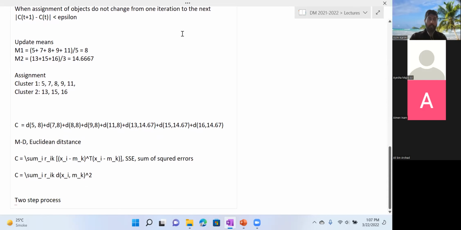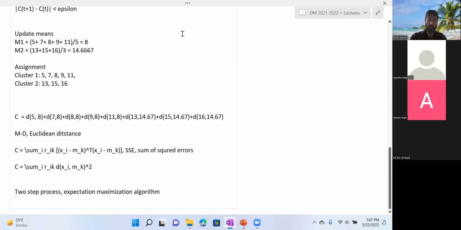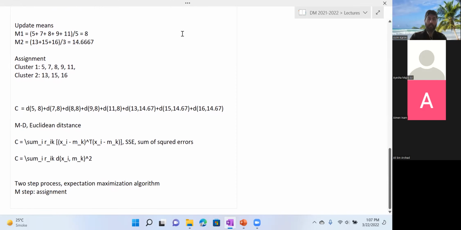And in the statistics and machine learning community, this is actually a generic two-step process, which is often known as the expectation maximization algorithm. So what are the two steps? One is the expectation, one is the maximization. Maximization, of course, here is the minimization. And what is the minimization step? The M step. The M step is the assignment. You are minimizing the cost. And what is the E step? Calculating the mean.